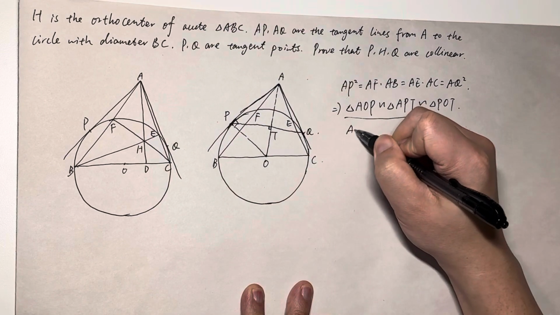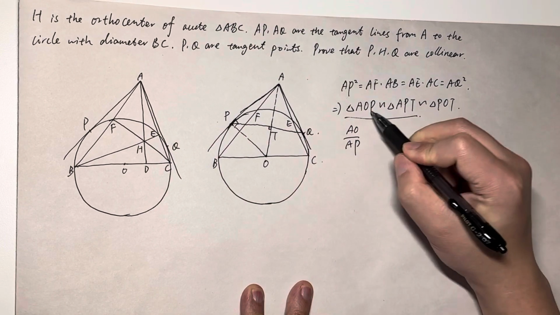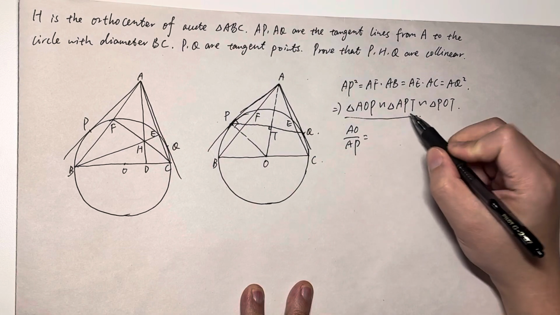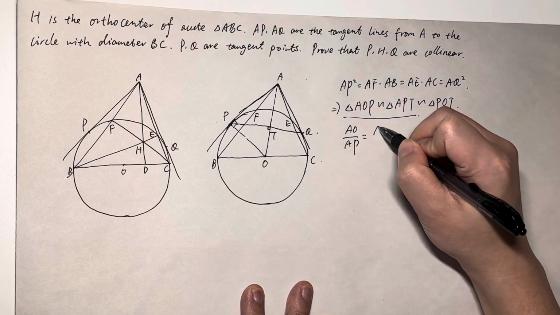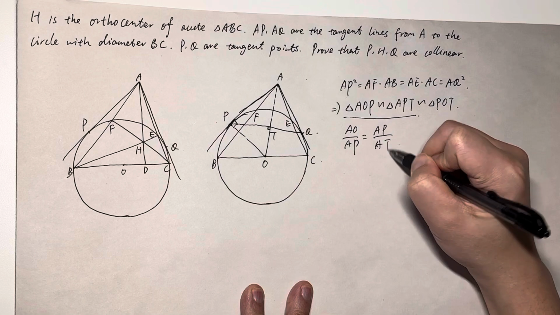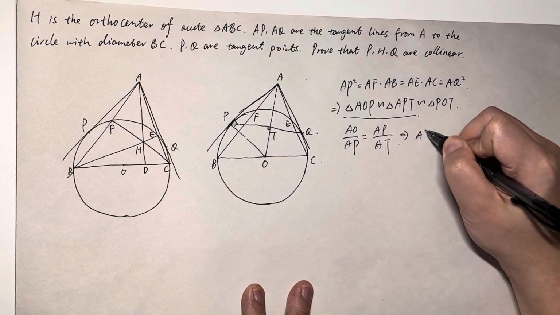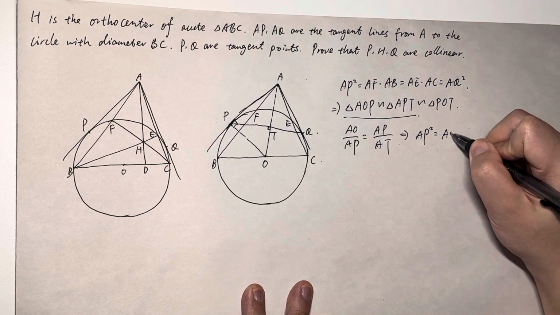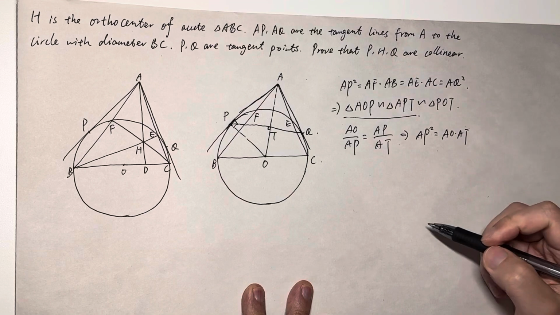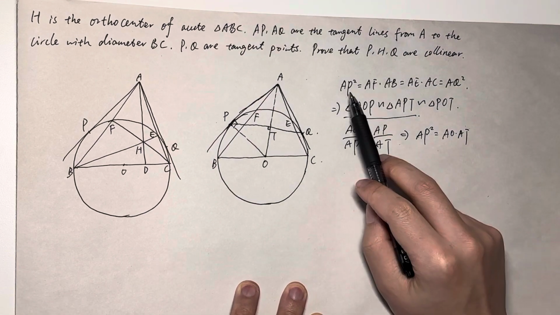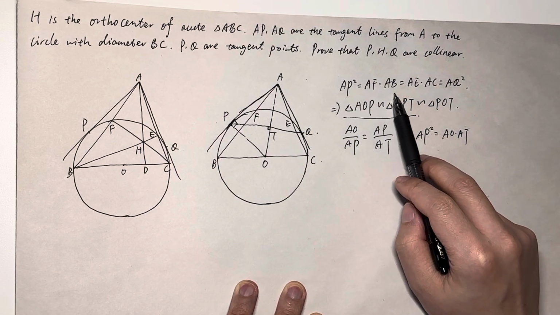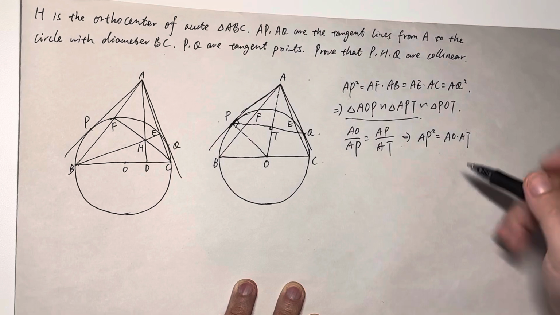And from this, triangle AOP is similar to triangle APT. We know that AO to AP equals AP to AT, which means AP squared equals AO times AT. And we already know that AP squared equals AF times AB equals AE times AC.